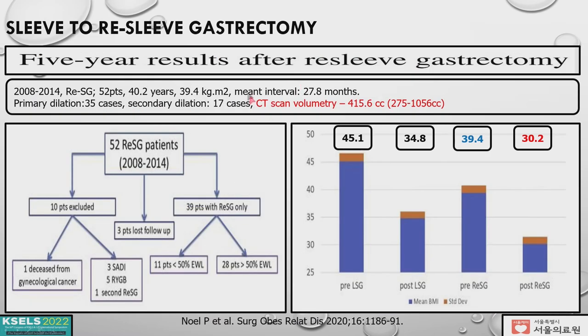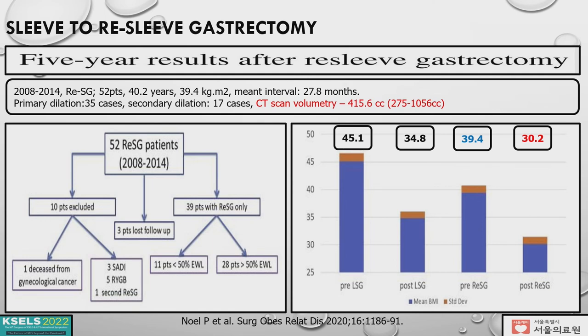You can see the other result, the 5 years result of the sleeve from Dr. Gagne's group. The patient number is 52, and in this group they use CT volumetry. They check the relevant gastric volume. The mean pre-sleeve volume is 426, a very big gastric remnant volume.